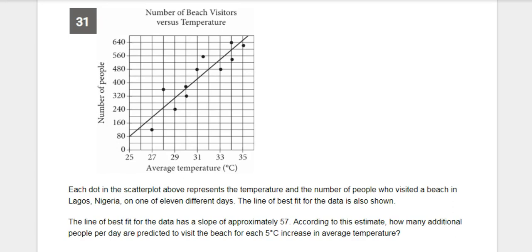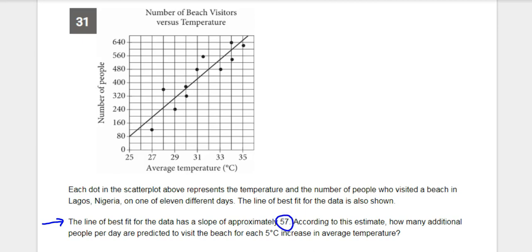All right, last problem on the calculator section, number 31. Same chart as number 30, but a different question here. So let's focus in on this question. It says the line of best fit for the data has a slope of 57.